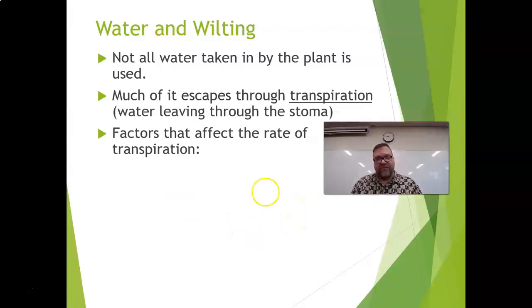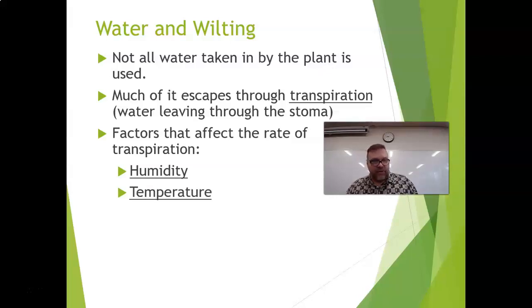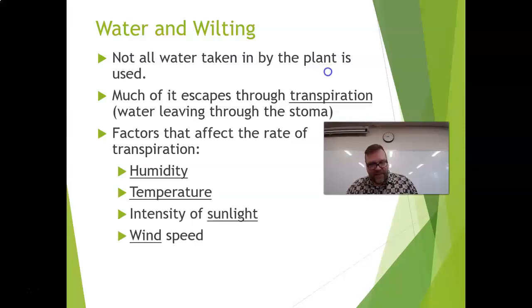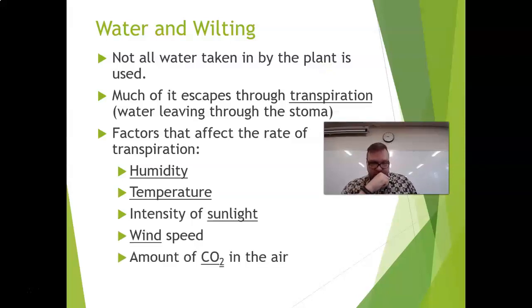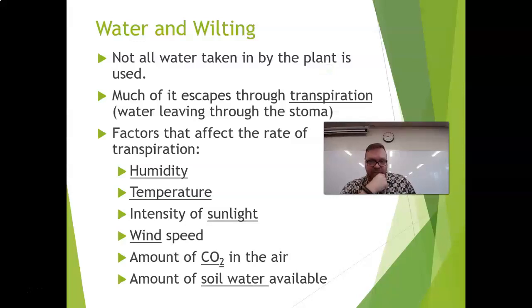And there are some factors that affect the rate of transpiration. So some water is used for nutrients for the plant. Other parts of the water are used for transpiration. Humidity, how humid it is, that means literally how much water is in the air. More water in the air means the leaf is going to let go of some of its water. Temperature, intensity of sunlight, wind speed, the amount of CO2 in the air, and the amount of soil water available. All these things affect the rate of transpiration.